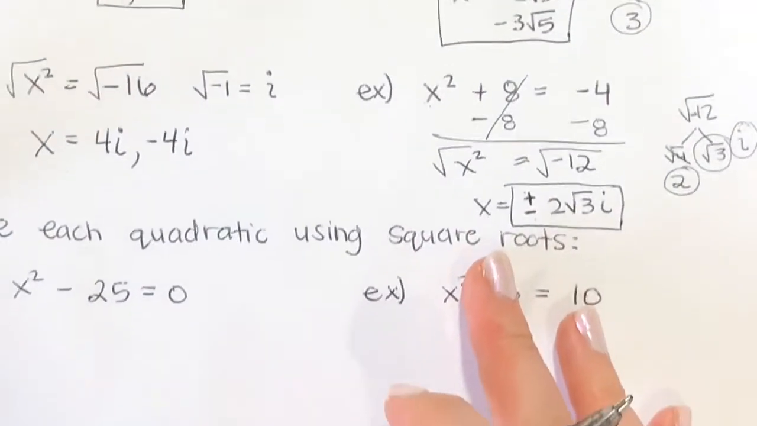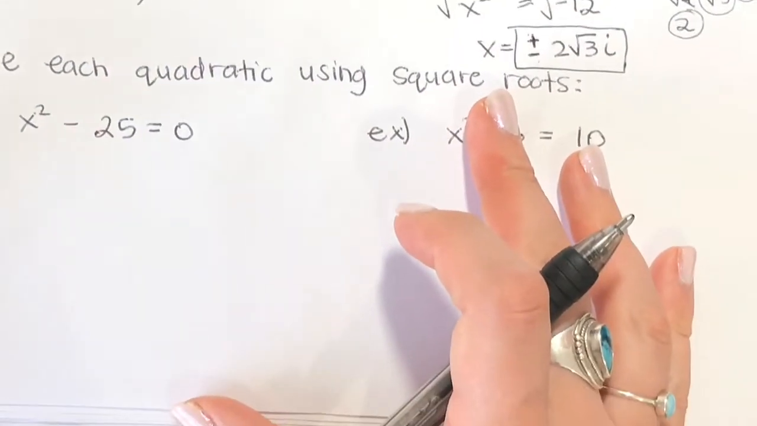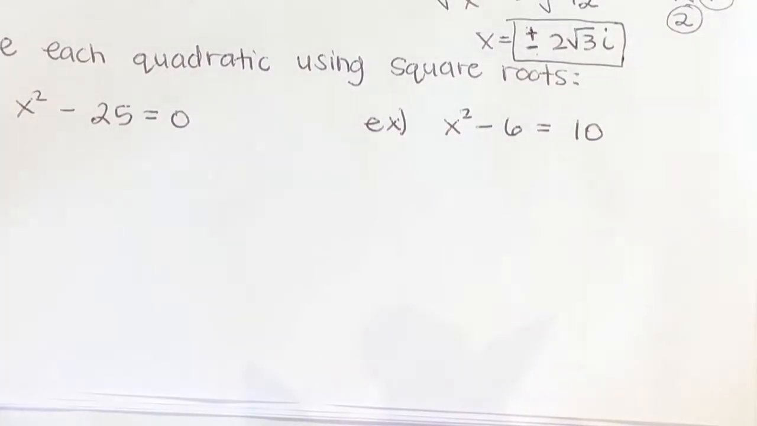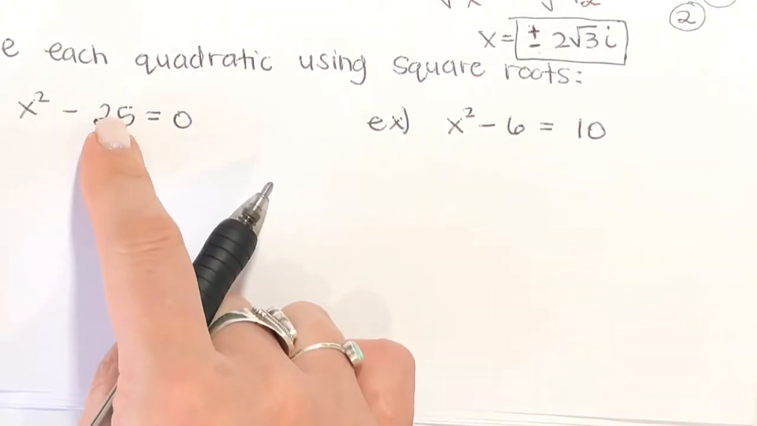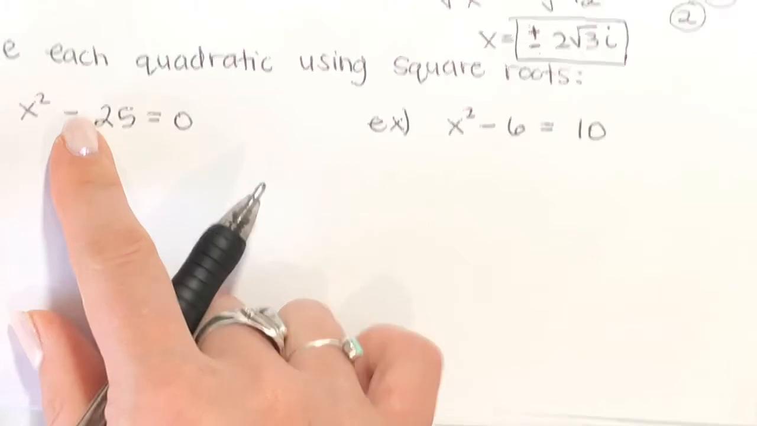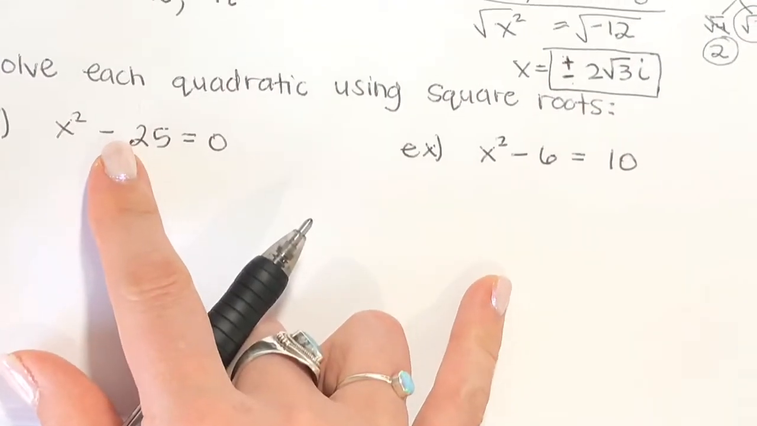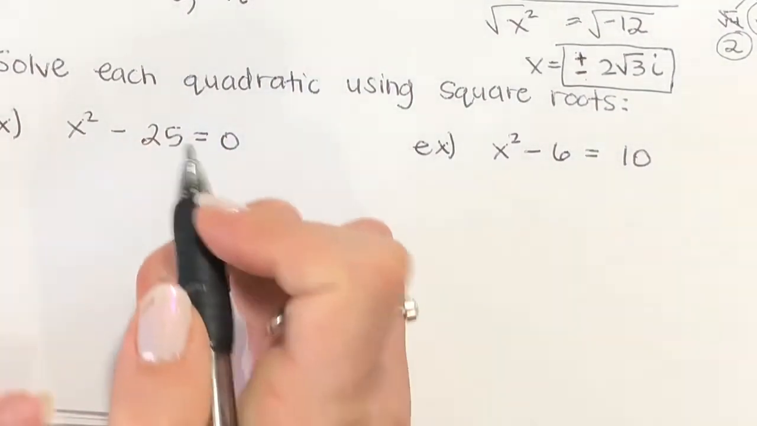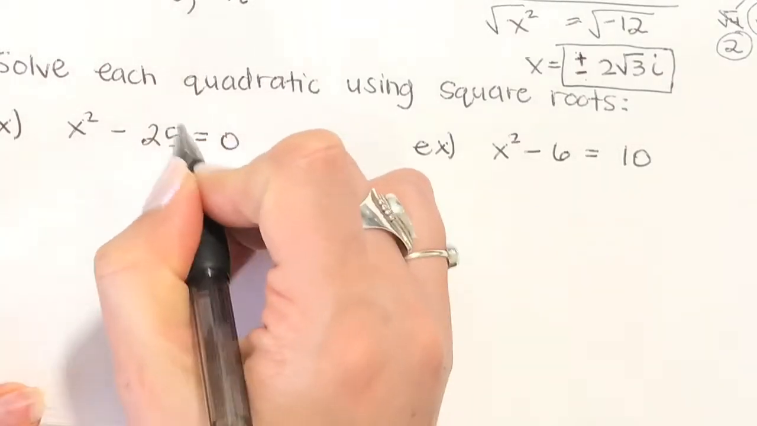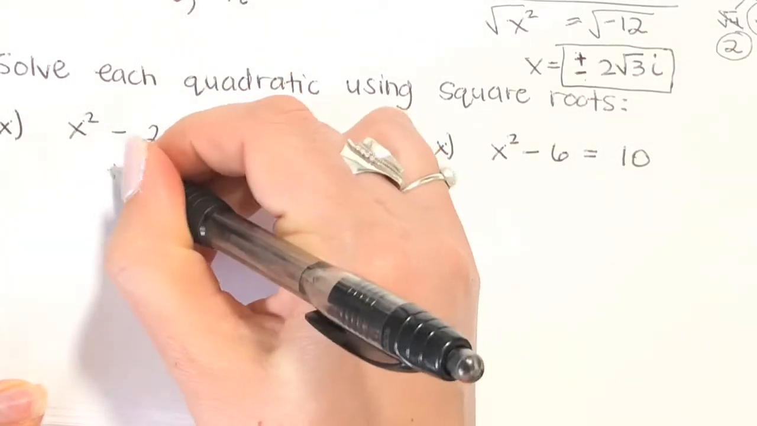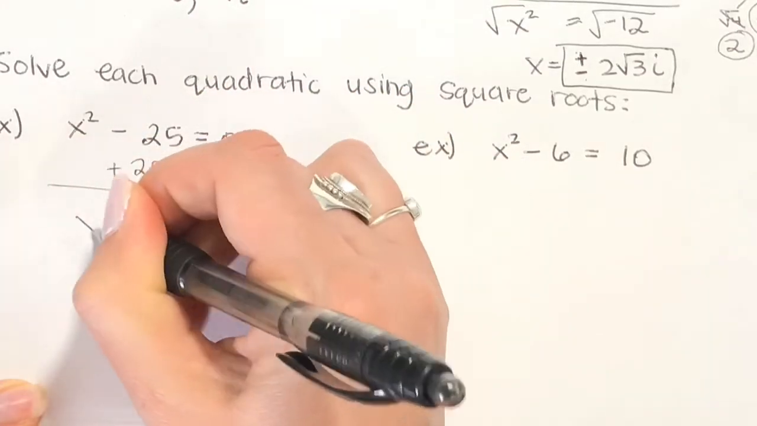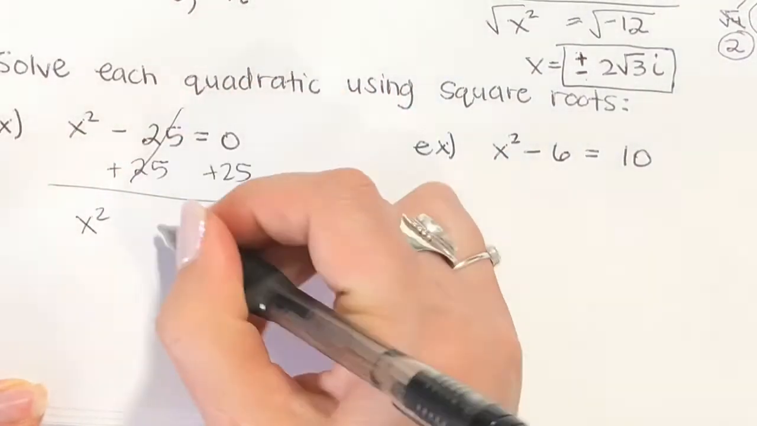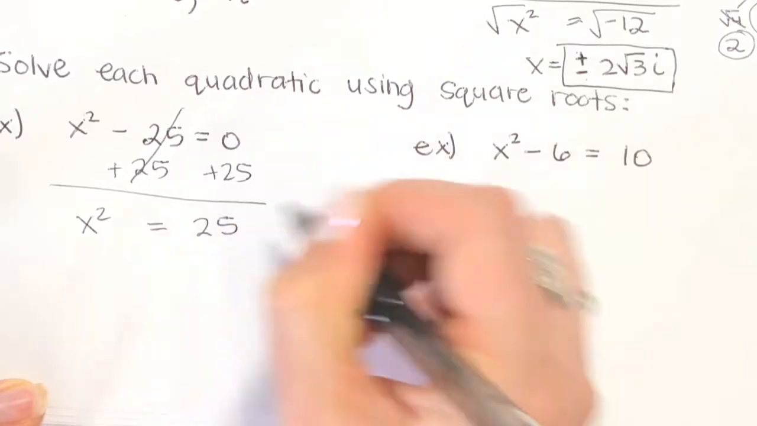Okay, so let's look at a couple more. So let's solve these quadratics using square roots. And again, notice that we have the x squared term and a number term, but there's no x term in the middle. So that's why we like the square root method. So to get x alone, first I'm going to have to get rid of this minus 25 by adding it over to the other side. So I get x squared, those cancel, and then equals 25.